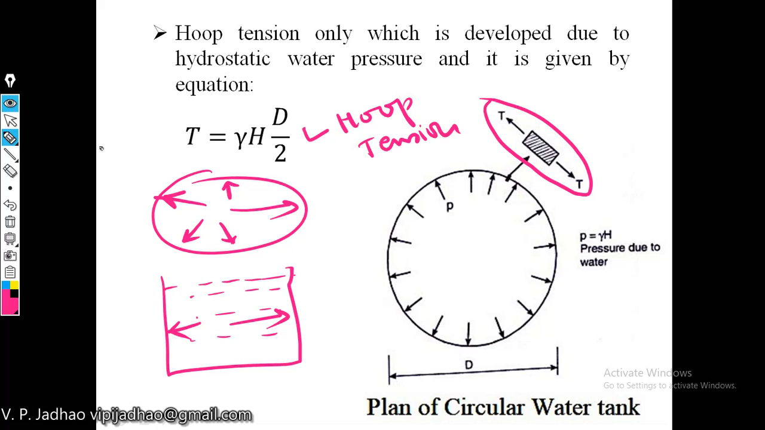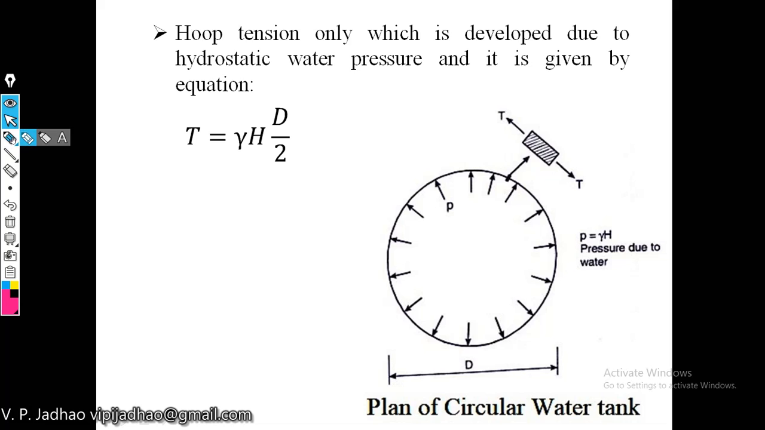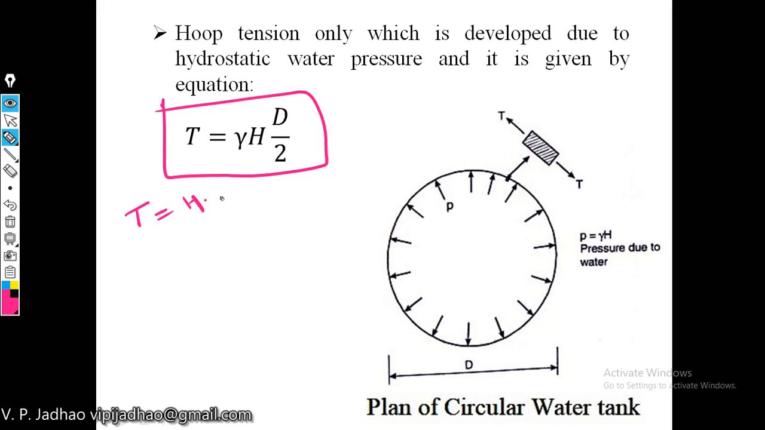The value of this particular hoop tension can be calculated by this particular formula. T is equal to gamma h into d by 2, where T is the hoop tension, gamma is the unit weight of water, that is gamma equal to 9.8 or 9.81, and d is the diameter of water tank. So this is how we will be calculating the hoop tension developed in your water tank.